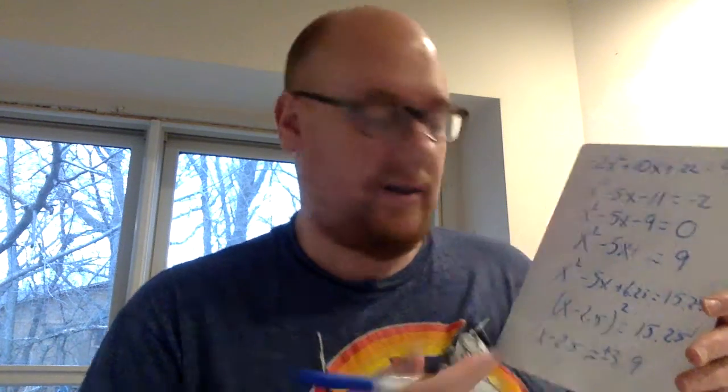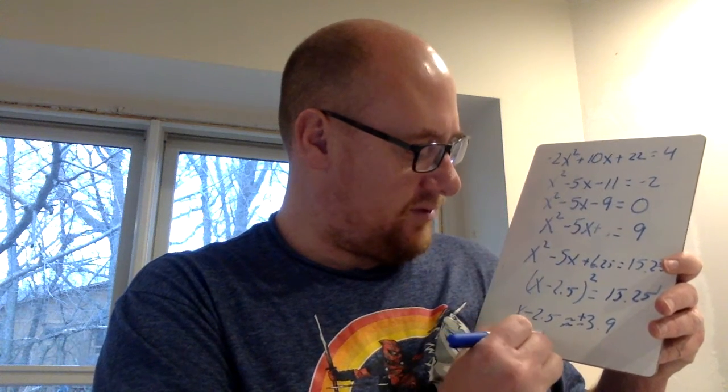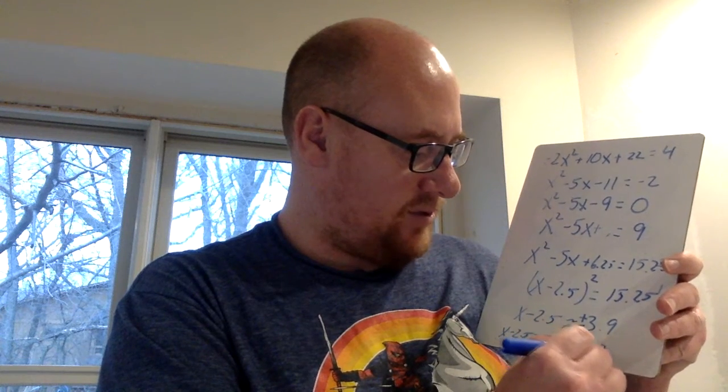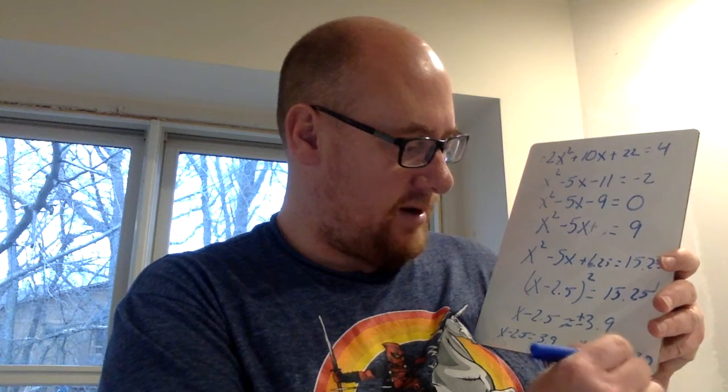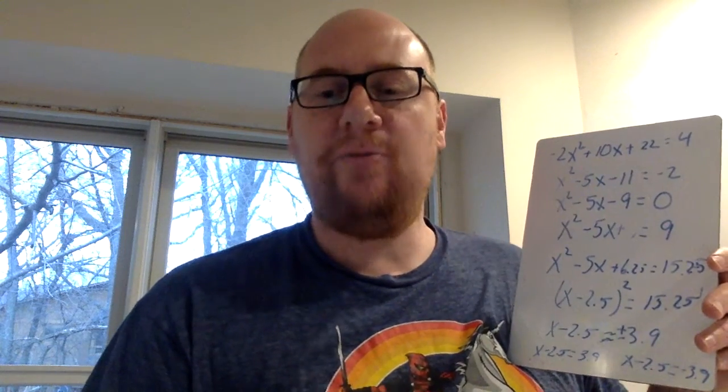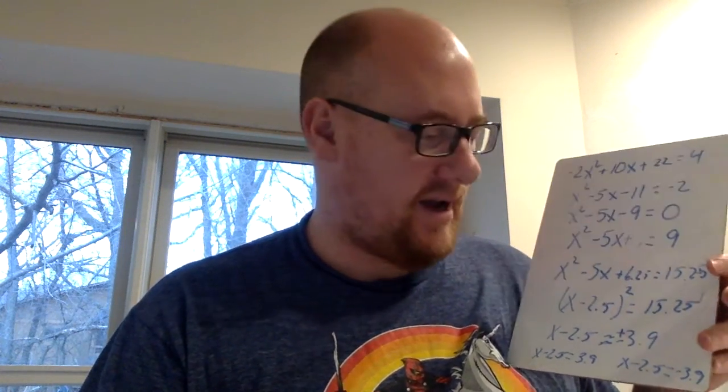Now it's a matter of just solving for x twice. So x minus 2.5 equals 3.9. x minus 2.5 equals -3.9. If we add 2.5 to both sides, we end up with a solution of, and I'll write it on the side so you guys can see, -1.4 and 6.4.